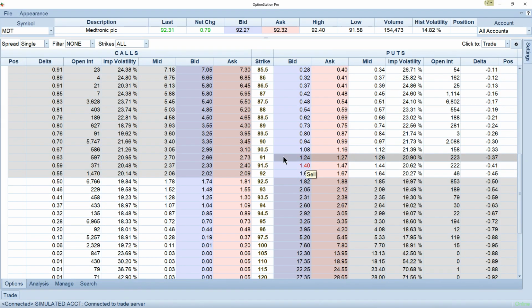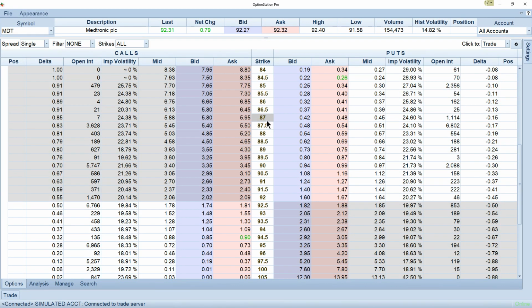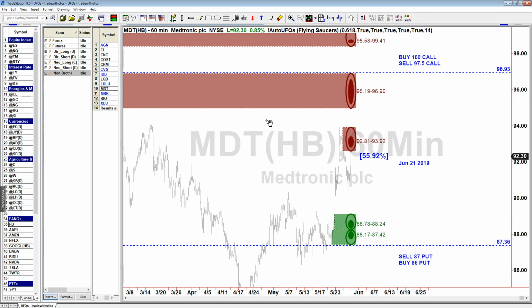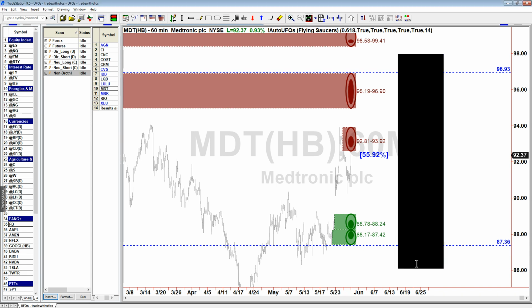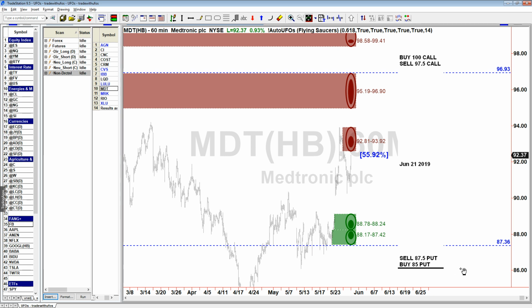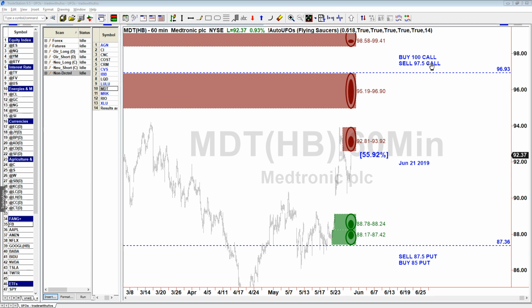If I was to look at the 87s, you know what I'm going to do, just to make it equal, I'm just going to go for 87.5, because really this line is 87.36. So 87.5 is basically the nearest figure. And then I'm going to go for 85, and that way I have $250 of risk below, $250 of risk above. That's going to be the trade.